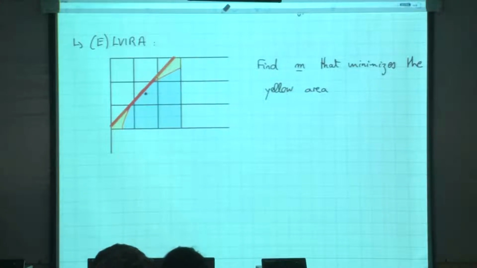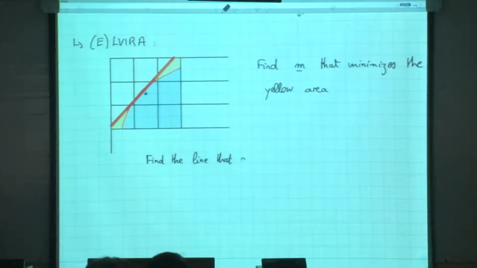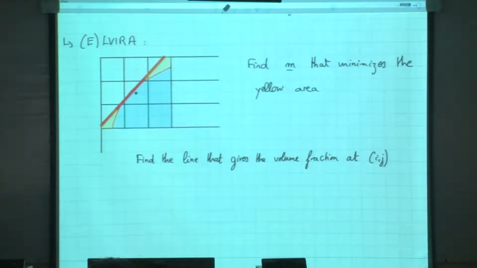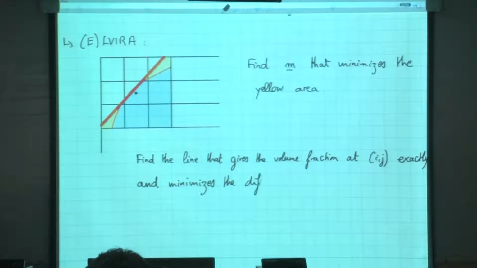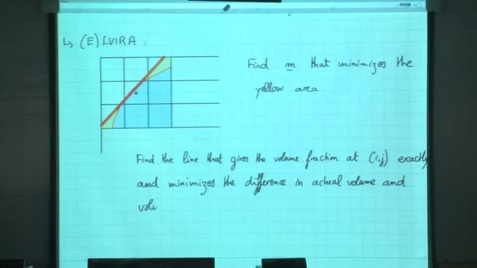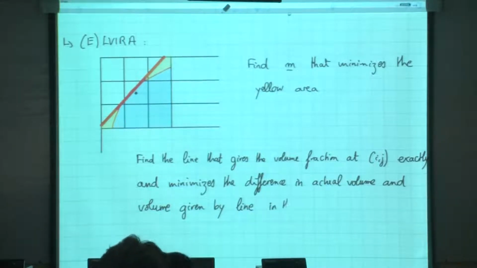So let me put it again a different way. The idea is to find the line that gives the volume fraction at ij exactly and minimizes the difference in actual volume and volume given by the line in the other 8 surrounding cells.